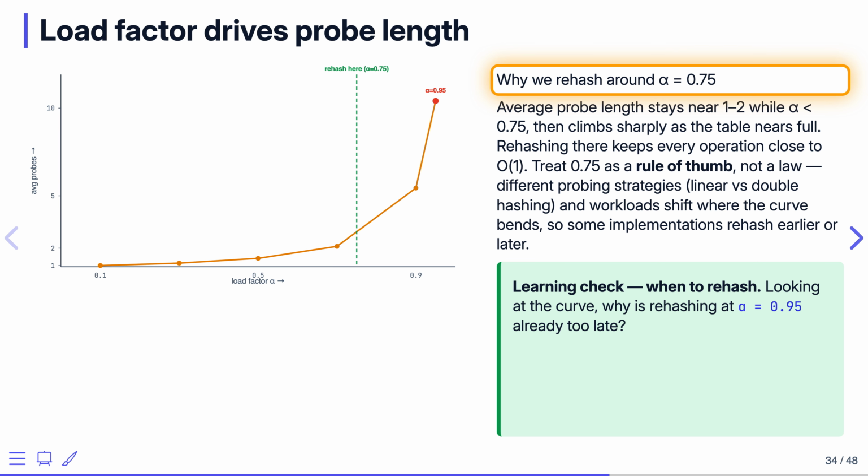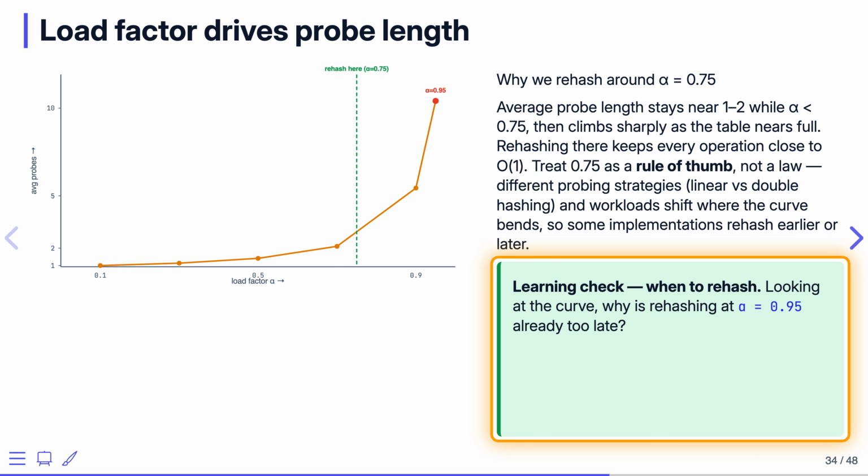So why do we rehash around alpha equals 0.75? Because the average probe stays near 1 or 2 below that point, then climbs sharply as the table fills. Rehashing there keeps every operation close to big O of 1. Treat 0.75 as a common guideline, not a law. Different probing strategies shift where the curve bends.